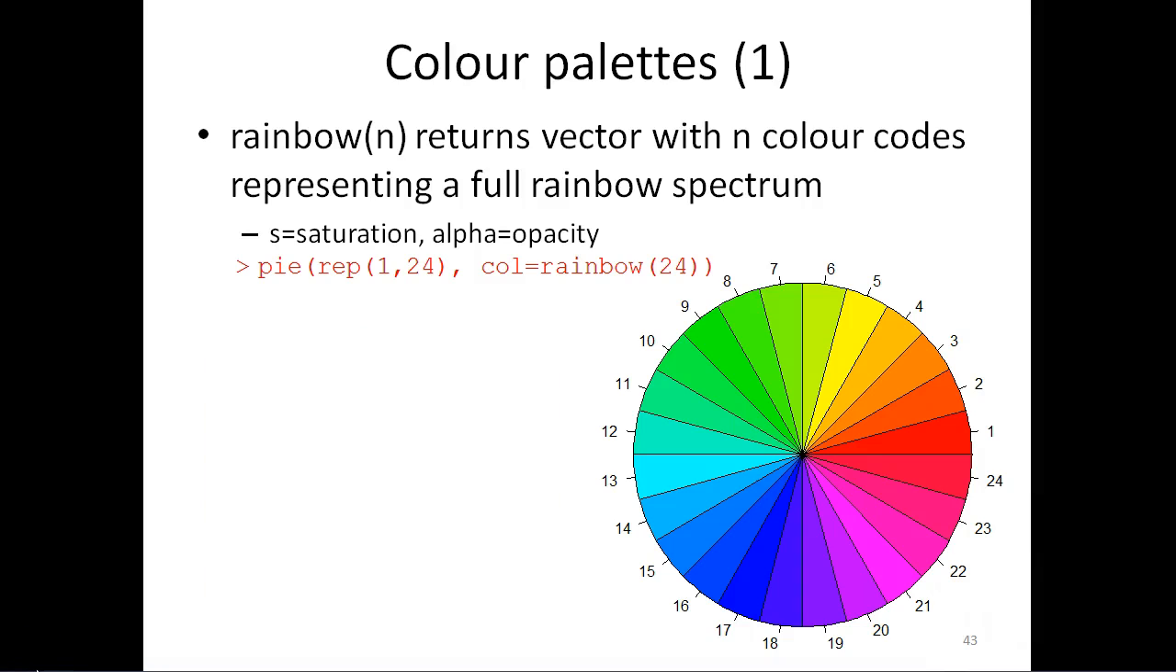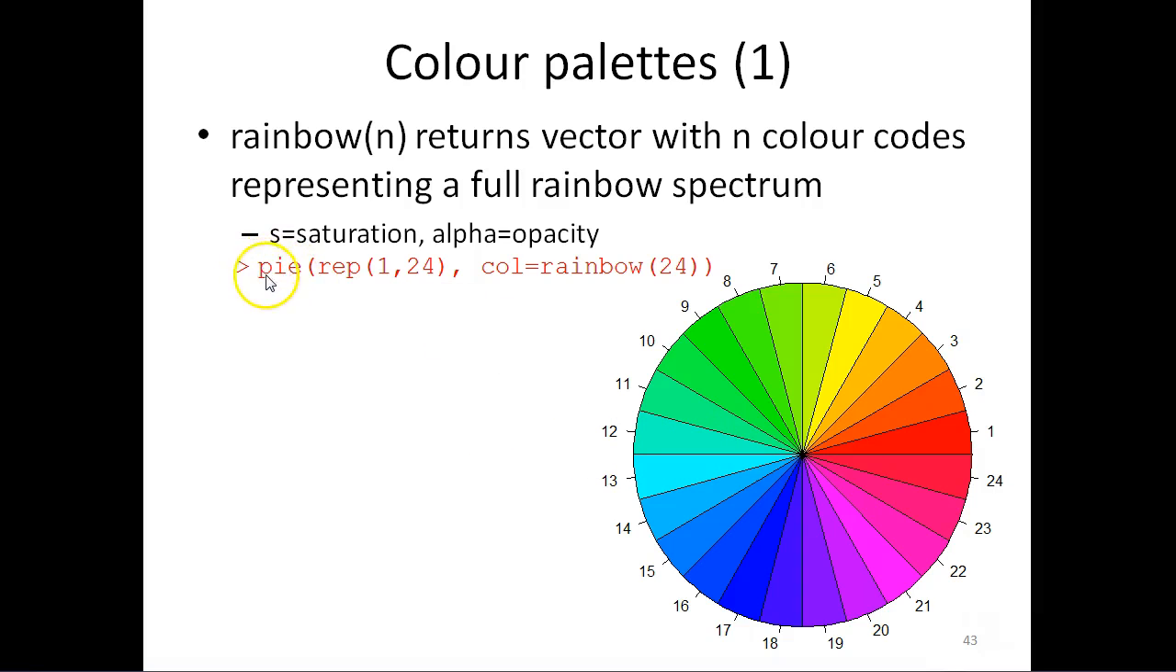The first one I'm going to talk about is the rainbow command. Rainbow is a function that produces a vector of color codes according to the syntax that R requires. It simply ranges from red to violet in the rainbow spectrum, and it defines as many colors as you want it to. So if you write rainbow and a number, you get that many colors in your color code vector. I'll give you an example of how to use it.